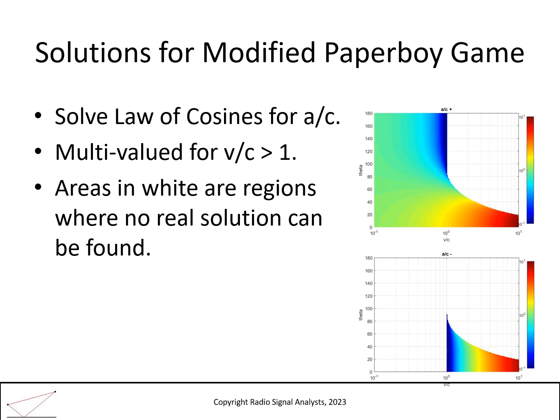These graphs show the Lorentz factor by color bar for values of v over c and throwing angle. Because we solved the quadratic equation, there are two allowable values for throwing angle when the speed is greater than c. Areas in white are conditions where the paper cannot hit the porch. No solution exists.